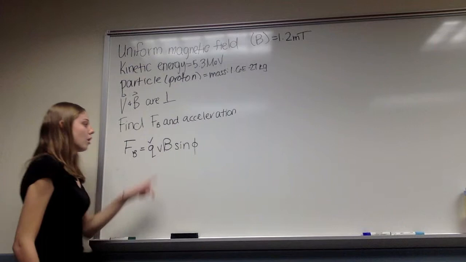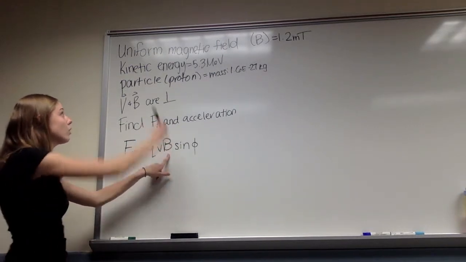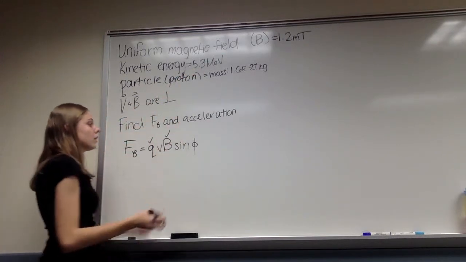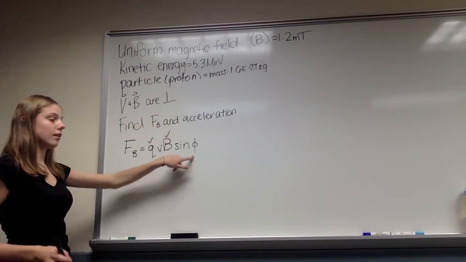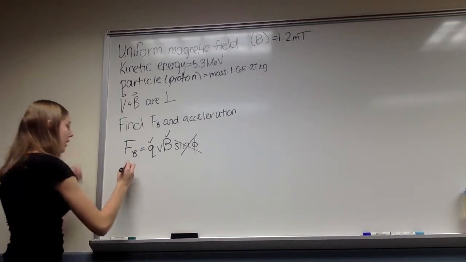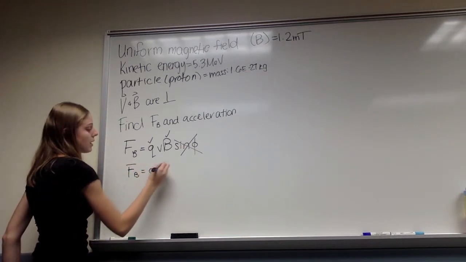Now we know the charge because the charge of a proton is known. We don't know the velocity. We know the magnetic field, which is 1.2 milliteslas. And because they're perpendicular, phi is 90, so sine of 90 is 1, so we can just ignore that part of the equation. So now we have F_B equals QVB.